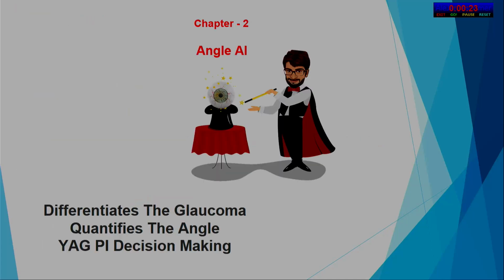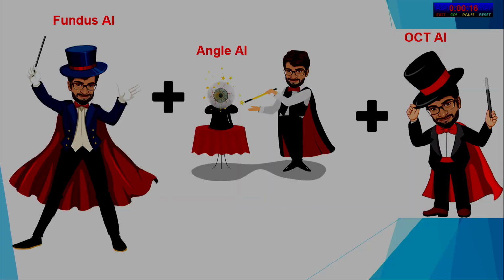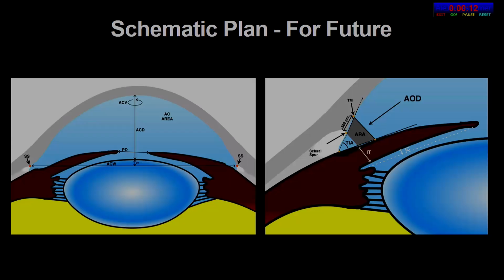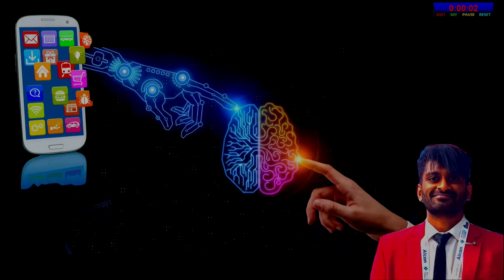Angle helps you in differentiating the decision making for YAG-PI, and then we have the OCT AI for grading the severity. So with all these three components, we get a comprehensive glaucoma AI tool, and this is the schematic plan for the future where MIGS is coming in. So these are different MIGS surgeries where we'll be needing this to analyze more of post-angle dynamics even in MIGS surgeries. So thank you once again for the opportunity.